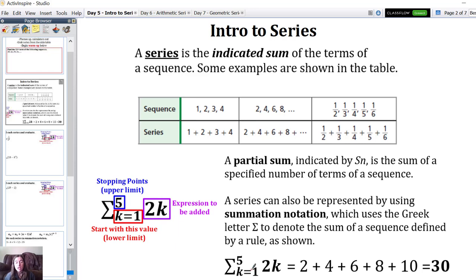Now in this situation, k is the term placement. If we were talking about a sequence, that's what n was. Here, k is your place value in the sum.